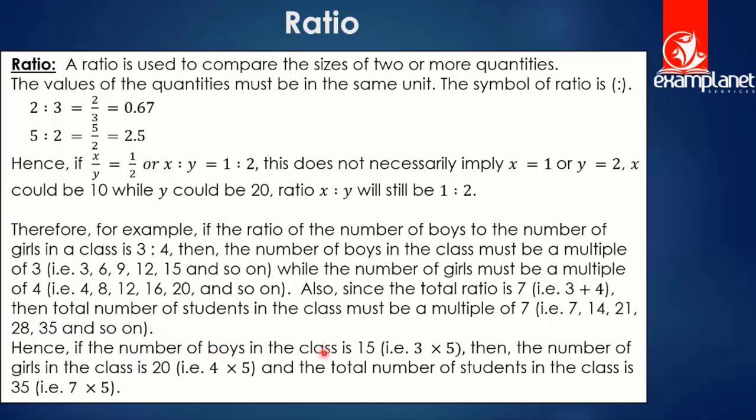Hence, if the number of boys in the class is 15, that's 3 times 5, then the number of girls in the class is 20, that's 4 times 5.